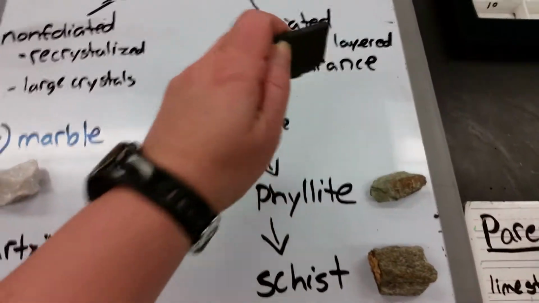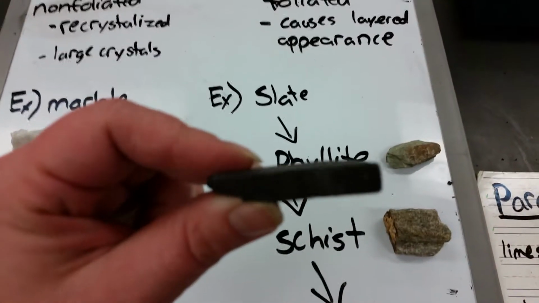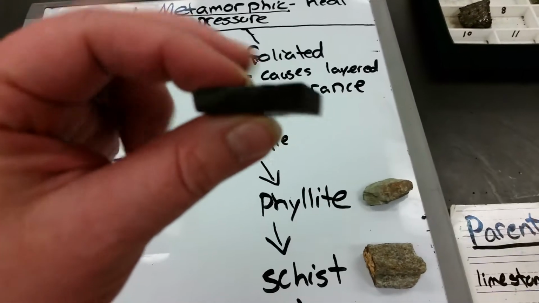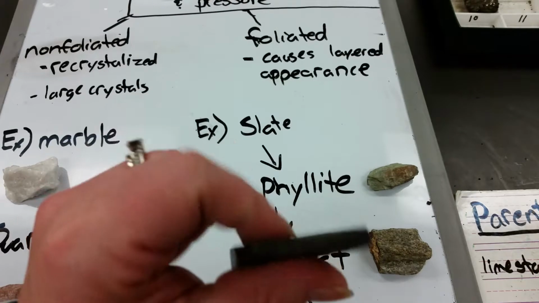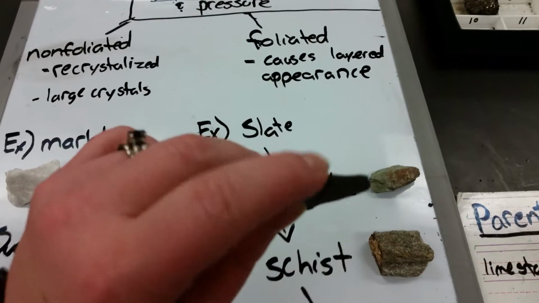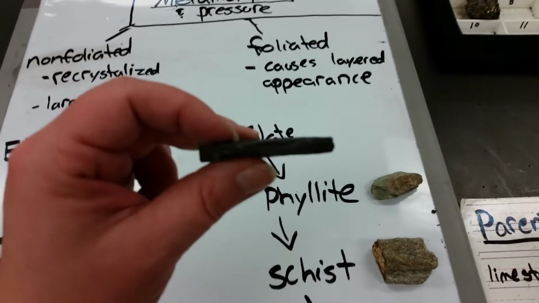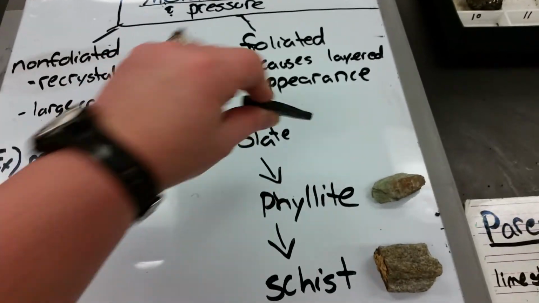So let's start with slate. It definitely looks like it has sheets, and if you look very, very closely, and it's kind of hard to see in this camera, you can actually see there are layers of different minerals that have been rearranged. So that's our foliated. It has folds and layers.